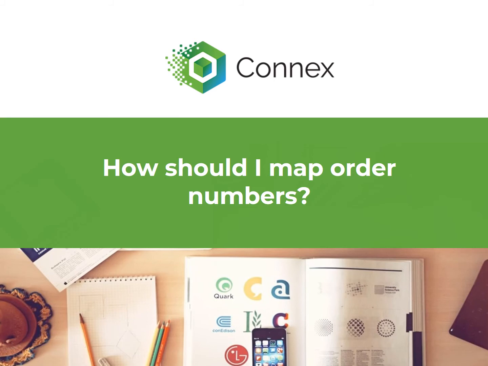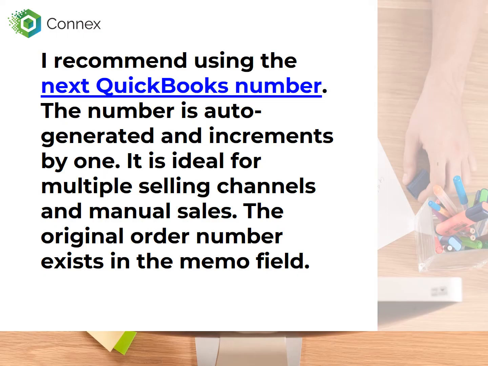Many customers ask me, how should I map order numbers between my website and QuickBooks? I recommend using the next number from QuickBooks because it's auto-generated and there's a guarantee that no numbers will overlap. But if you have just one selling channel and you're careful, you can just map the order number from your website to QuickBooks. You can also use Connex to apply a prefix, such as S for your Shopify sales, A for Amazon, and etc. The benefit of the next QuickBooks number is that it's auto-generated and it increments by 1.